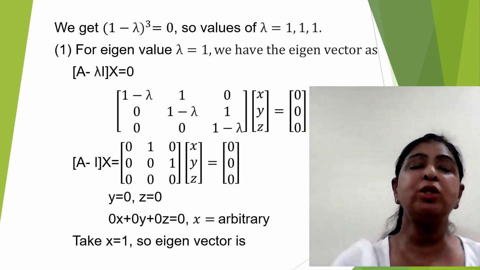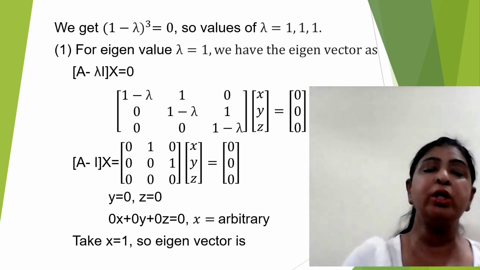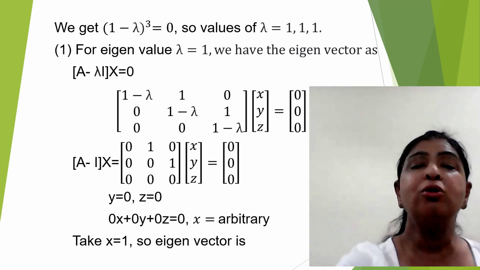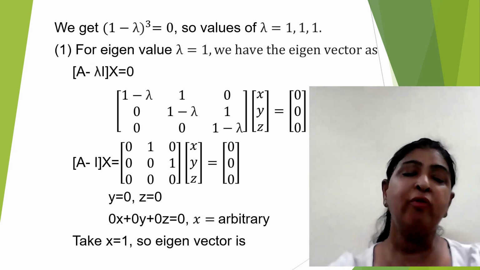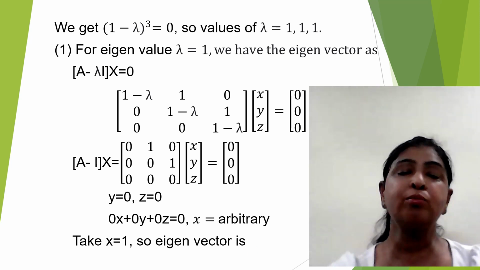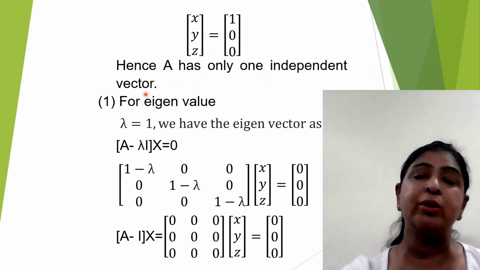Then 0 into x plus 0 into y plus 1 into z is equal to 0. So ultimately we are getting y is equal to 0, z is equal to 0, and 0x plus 0y plus 0z is equal to 0, where the values of x are arbitrary; you can take any value. So let us take x is equal to 1. When you take x is equal to 1, our eigenvector becomes [1, 0, 0], and we have only one independent eigenvector, right?